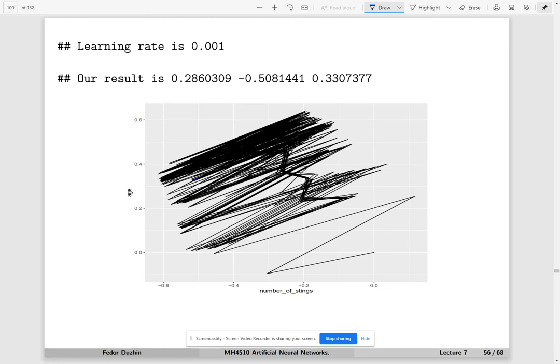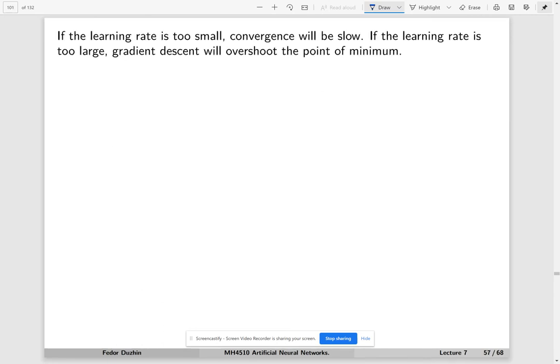So my point being is that with a too large learning rate, the gradient descent may diverge or may not converge or may just be very chaotic and unstable, right? At the same time, if the learning rate is too small, then convergence is going to be slow. So it is kind of tricky here to pick the optimal value of the learning rate.